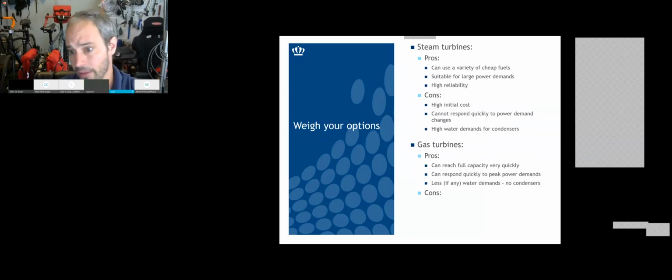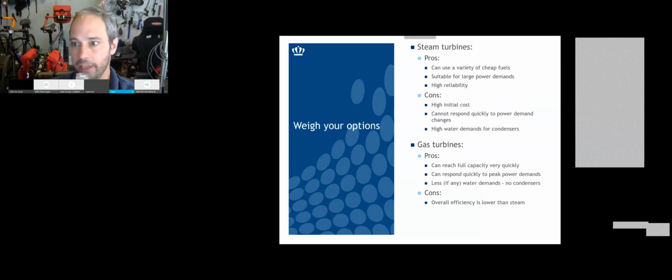Less, if any, water demands. There's no condensers. You might have water for cooling things, but you're not condensing anything. You're just dumping the exhaust gases out in the atmosphere. And some people say, well, sometimes it is a bit cleaner too, because a lot of gas turbines are using natural gas, which does burn a lot cleaner than coal and diesel and other petroleum products. So I didn't put that in there, but they tend to be cleaner than steam power plants. Now, if you have a nuclear power plant or natural gas power plant, it's a moot point, but it's another one of those pros right there.